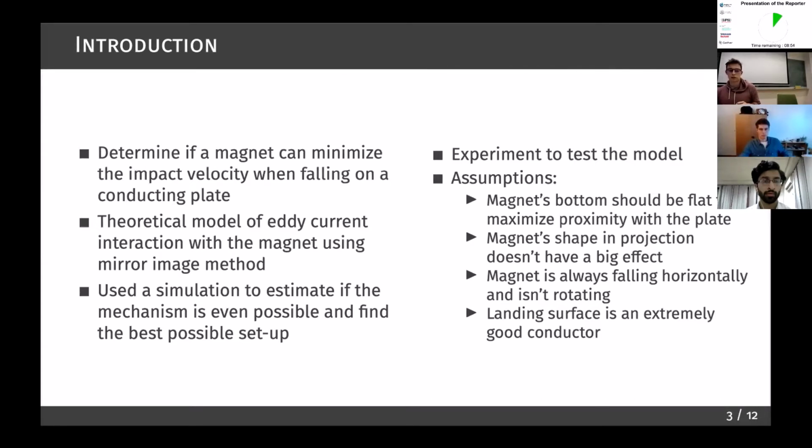All along, we assumed that the magnet's bottom surface should be flat to maximize the proximity of the plate, that its shape in projection doesn't have a big effect, that it is always falling horizontally and never rotating, and that the landing surface is an extremely good conductor.